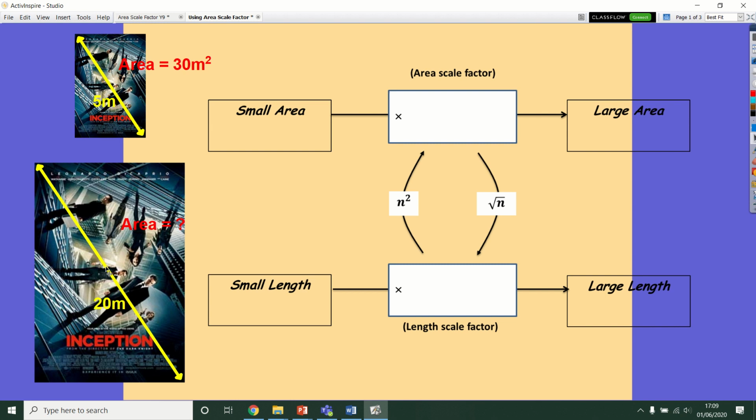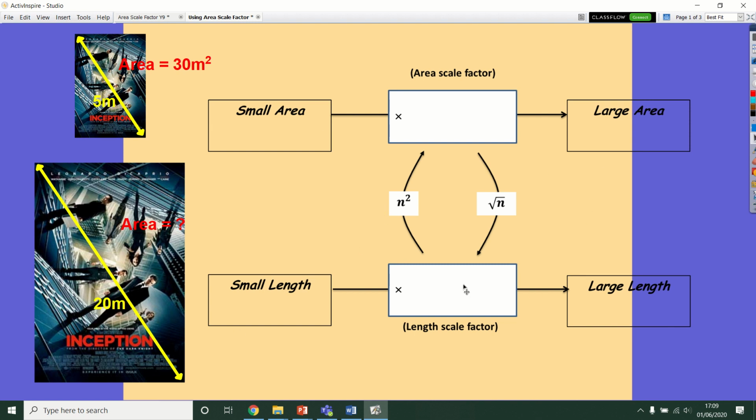Looking at the two posters for a film that you might have seen, we've got a small poster with this diagonal length on as 5 meters, and the big blown up poster with a diagonal length of 20 meters. Then we're told the small area, and we want to work out what the big area of the poster is. But that's all the information that we need to do it. And to help you figure it out, you need to put the numbers into this template here.